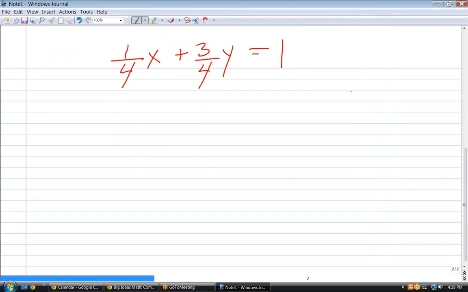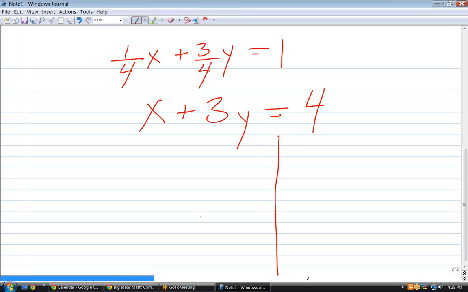Now, notice on this one that you could simplify this one also if you chose to. How would you simplify this? Multiply everything by 4. Yeah, and then that gives you x plus 3y equals 4. But again, that's not going to be of any value. Let's graph it based on either one of these equations.